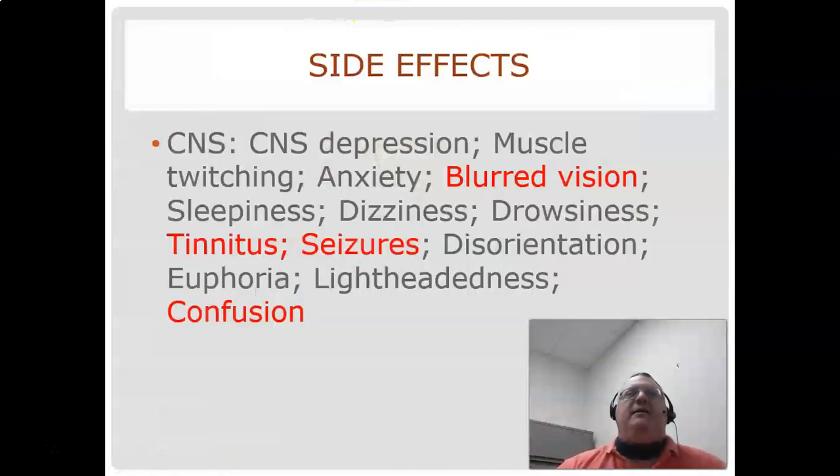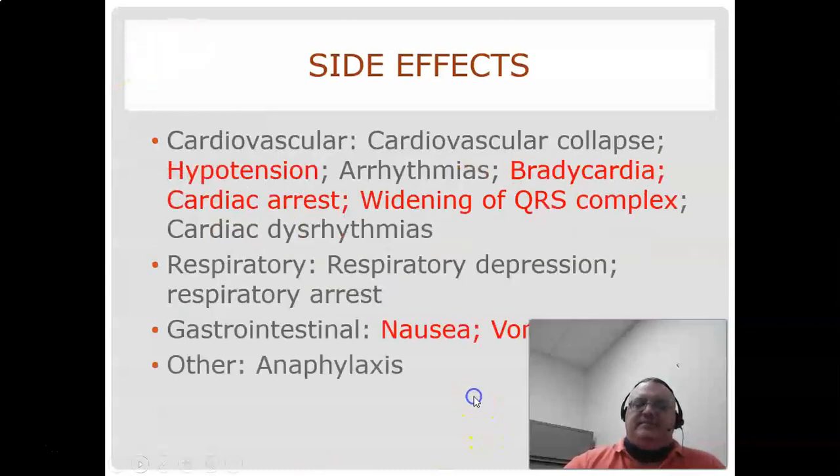Let's see here. Some of the side effects, the big ones: blurred vision, tinnitus, which is ringing in the ears, and if you give this medicine, it can cause seizures. It's very common to get euphoria, lightheadedness, a little bit of confusion. That's kind of a normal thing for central nervous system side effects on these guys. Your cardiovascular effects: hypotension, and it can cause an arrhythmia. It will definitely slow down a heart rate, so if you've got a slow heart, we don't give it at all. It can cause cardiac arrest if you push it too fast. It can widen the QRS complex out.